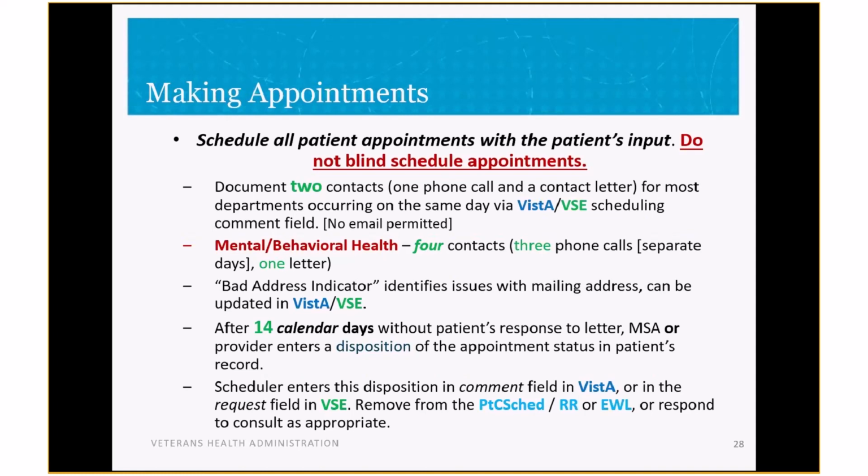When we're attempting to get in touch with patients to schedule appointments over the phone, the minimum scheduling efforts, is what they're called, are 2 contact attempts for most clinics. And the 2 contact attempts can consist of a phone call and a letter. Now, technically, the contacts are considered to be on different days. You can make the phone call and mail the letter on the same day, because the patient is not going to receive the letter on the same day that you mailed it. So that still counts as 2 separate days.